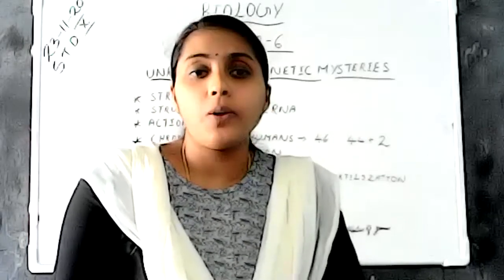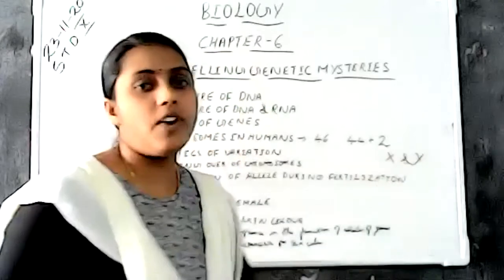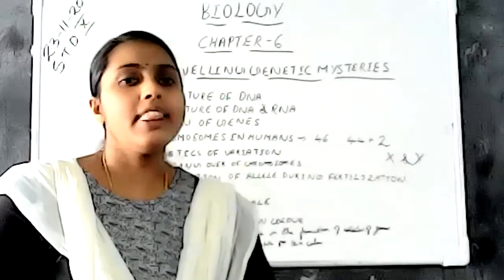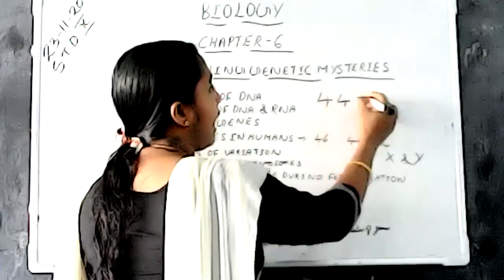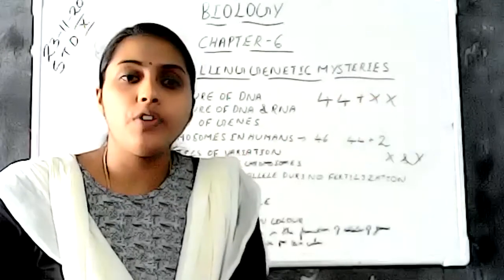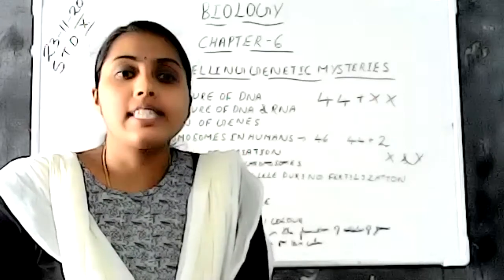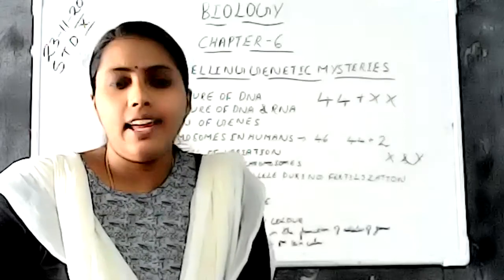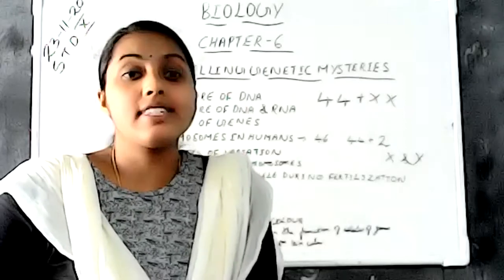There are 2 kinds of sex chromosomes, that is X and Y chromosomes. X and Y chromosomes are the 2 sex chromosomes present in human beings. In the case of females, the chromosome number is 44 plus XX. So the genetic constitution of female is 44 plus XX. You should keep in mind that I'm telling about a single cell, not about the full human body. In our body, millions and millions of cells are present. But I'm telling about only a single cell.